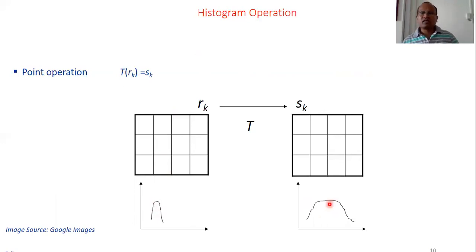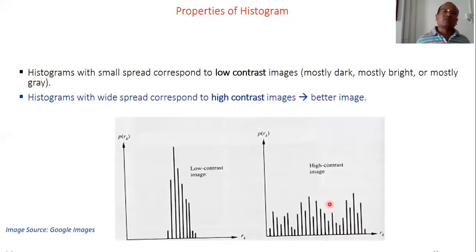Widened means the distribution is not in a narrow band. We are distributing over a wide range, over a wide band. So it's distributed over a wide band. It means the intensity values are distributed over more range of grayscale values, and therefore contrast will be better than that of a narrow histogram. So this is what we do in the histogram operation.